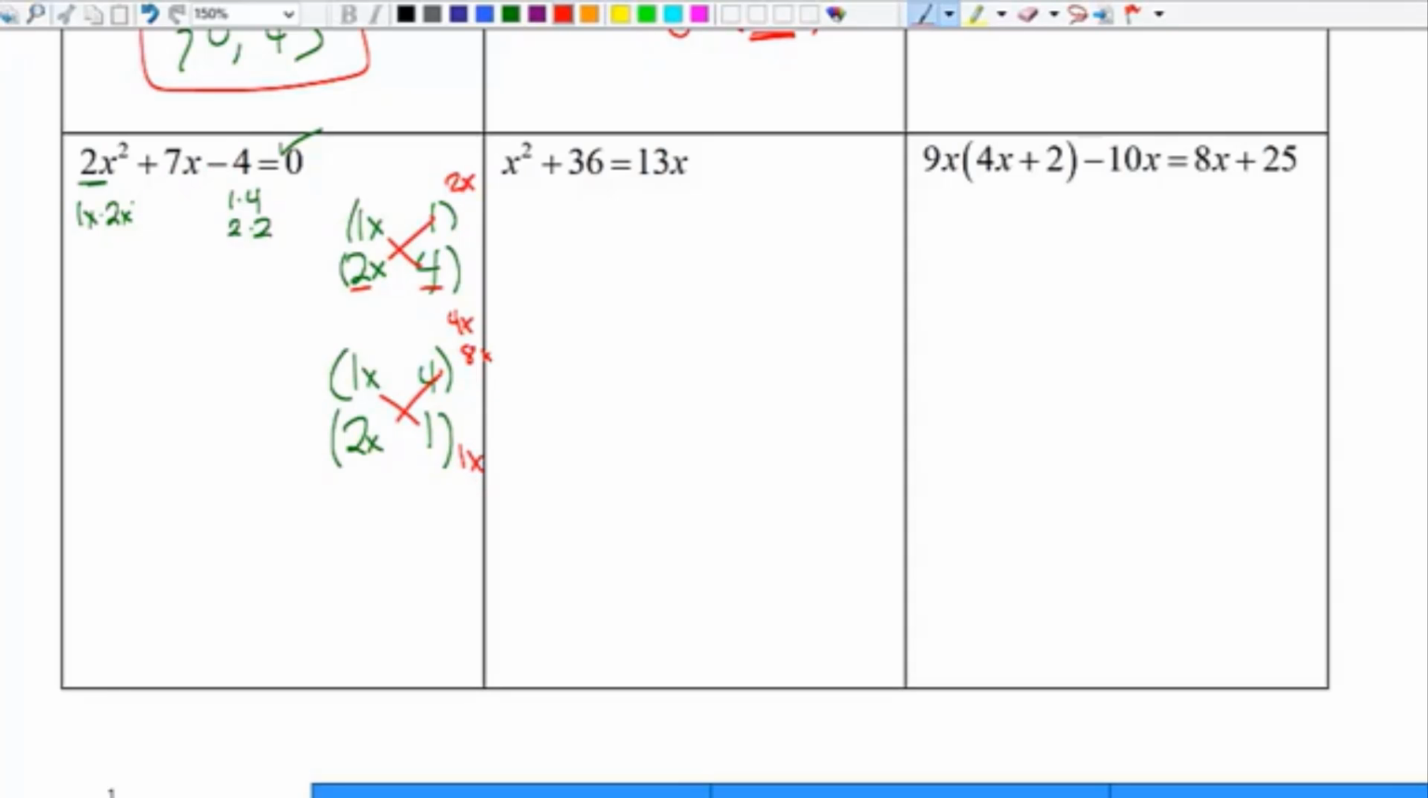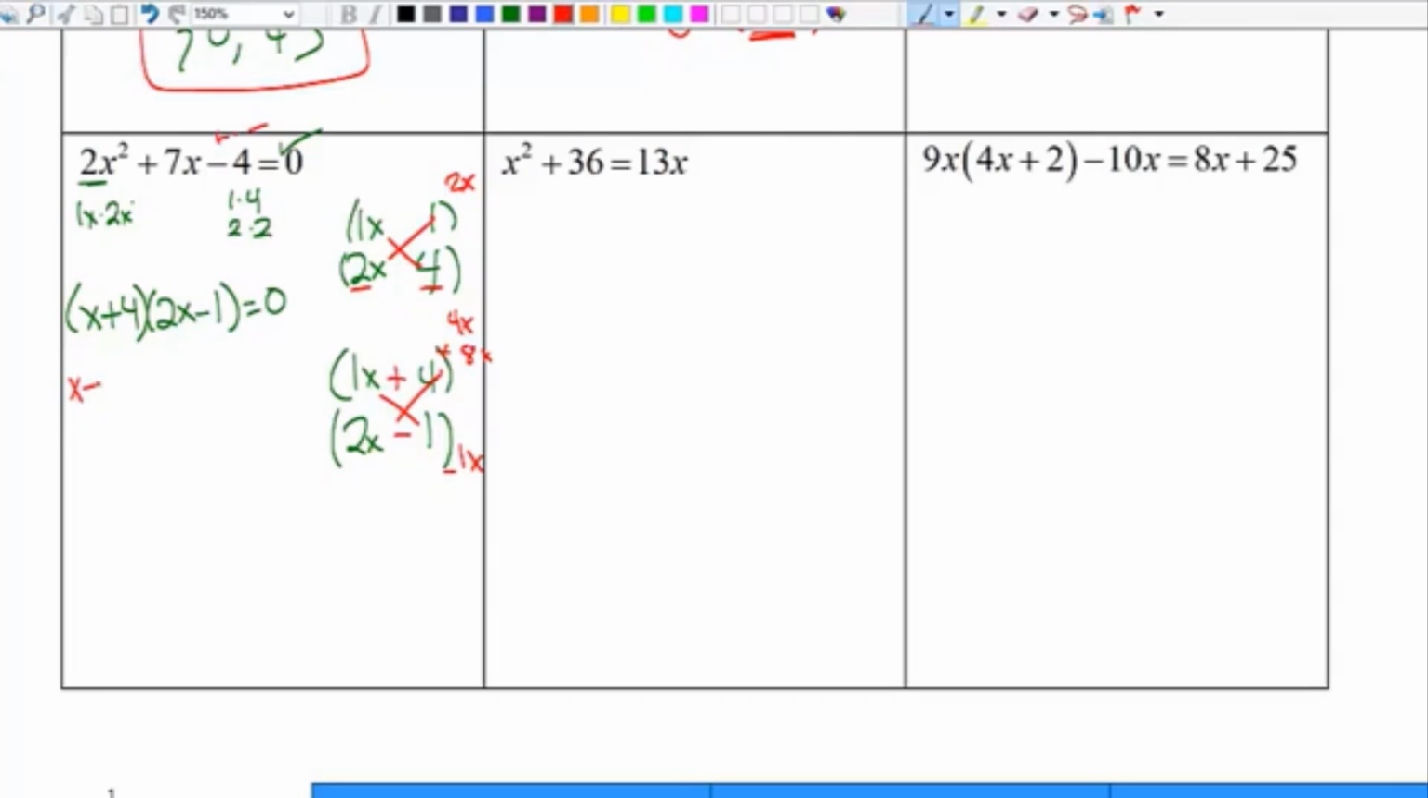Using 8x and 1x with one of each sign, because the 4 is negative, that means I have to have one of each sign. So I put a positive on the 8 and a negative on the 1. So this factors into x plus 4 and 2x minus 1 equals 0.